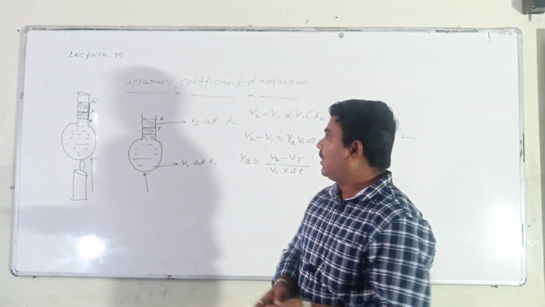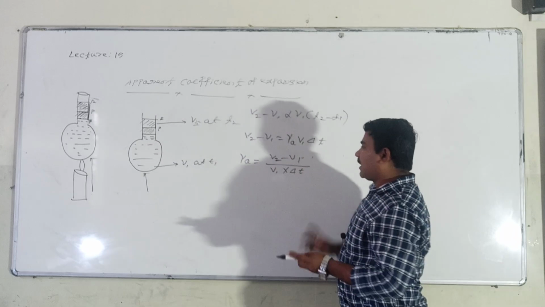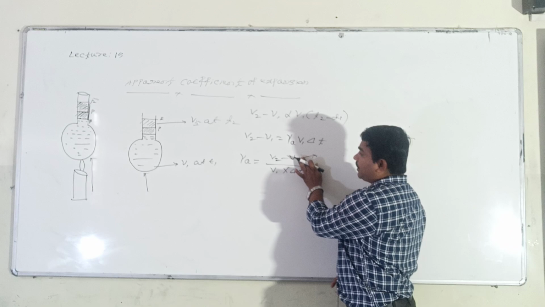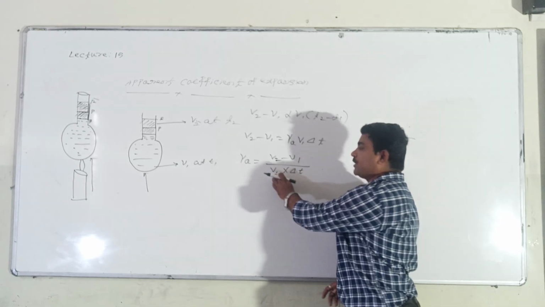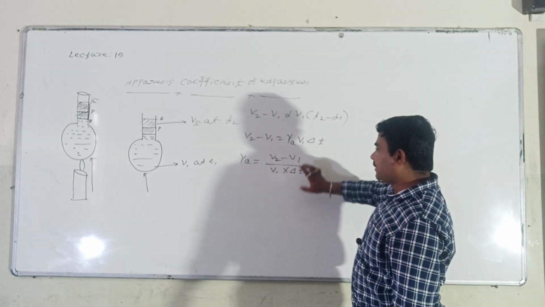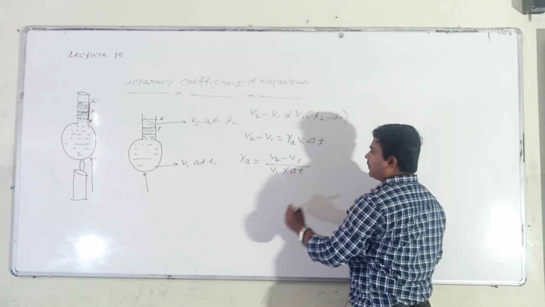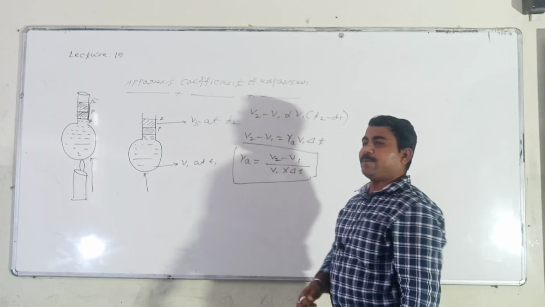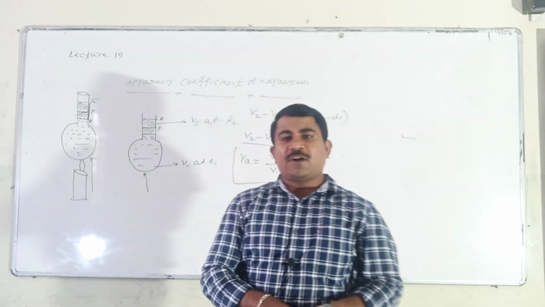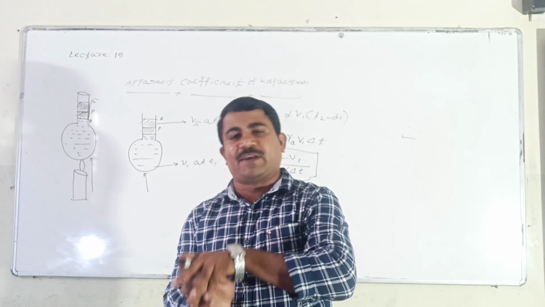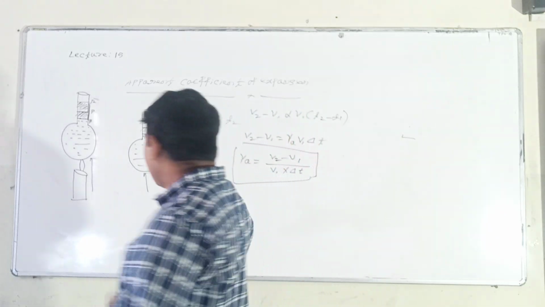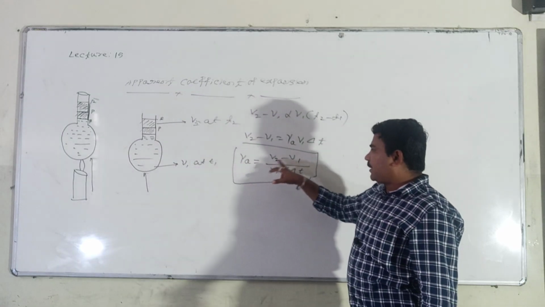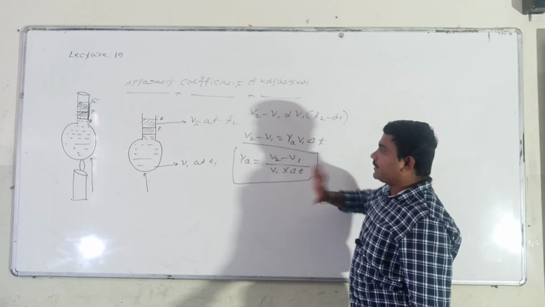So how to define the apparent coefficient of volume expansion? The apparent coefficient of cubical expansion is the ratio of the change in apparent volume to the original volume per degree rise in temperature. Remember this formula. Then we are calling a real coefficient of volume expansion. Remember this formula: gamma A is equal to (V2 minus V1) divided by V1 into delta T.